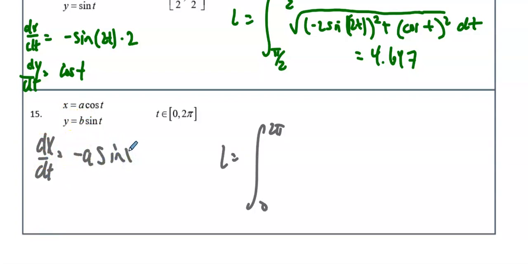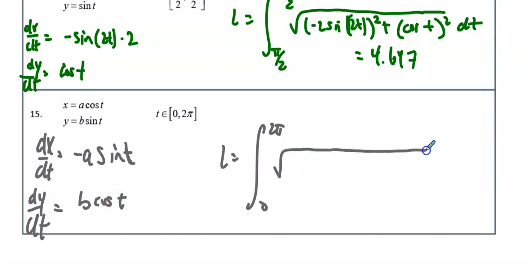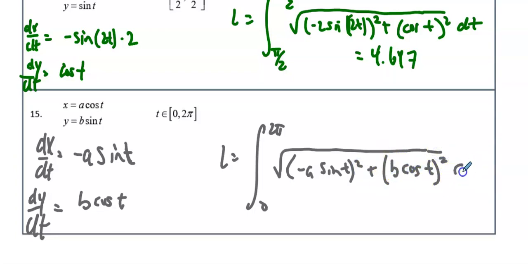So we get that the derivative of x is going to be negative a sine of t. And then the derivative of y with respect to t is going to be just b cosine of t. So in one of our shortest videos, it's going to be the integral of the square root of negative a sine of t quantity squared plus b cosine of t quantity squared dt. Done. And we don't need our calculator because we can't figure it out, since we need to know what a and b are.